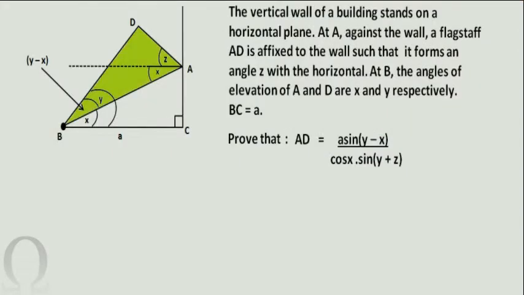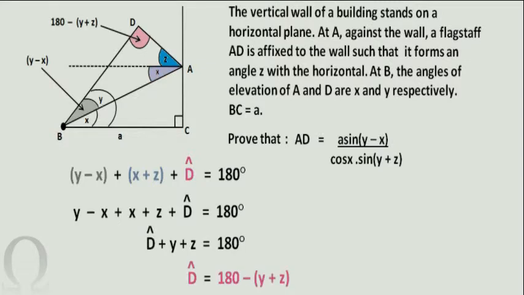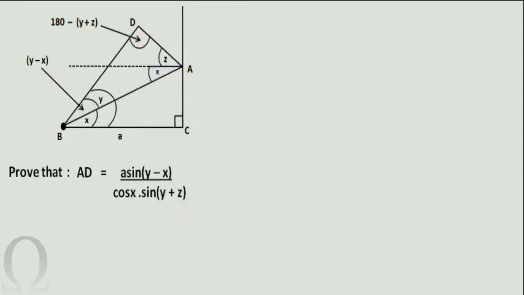Since the angles in a triangle add up to 180 degrees, it follows that the angle Y minus X plus the angle X plus Z plus angle D equals 180 degrees. Therefore, angle D equals 180 minus (Y plus Z). We can now start the problem.